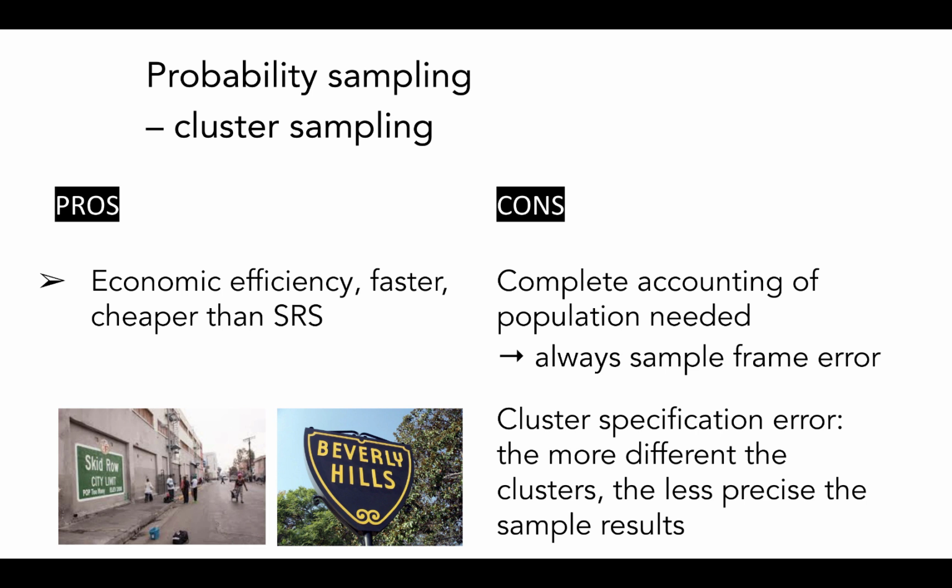So there's always the possibility that clusters are just too different from one another, so that you cannot take one cluster and let it serve as a representative sample for the whole population. So the more different the clusters are, the less precise your sample results will be. If you were to do area sampling and use one area as the cluster or the sample for the whole US population, then obviously you couldn't take either Beverly Hills or Skid Row, because neither of those is representative of the US population. They're just too different.